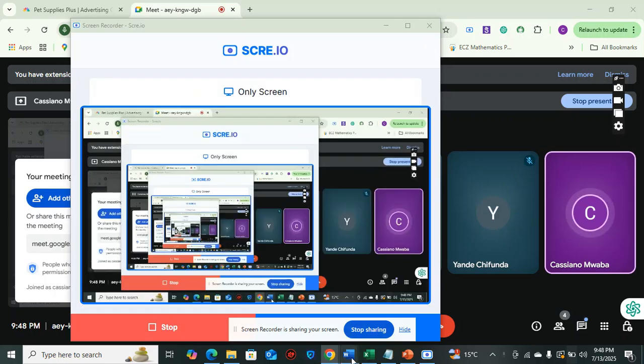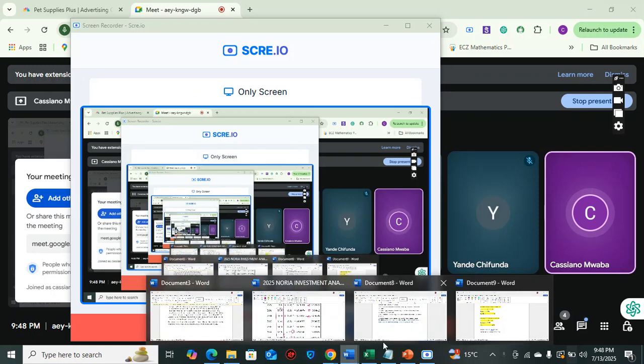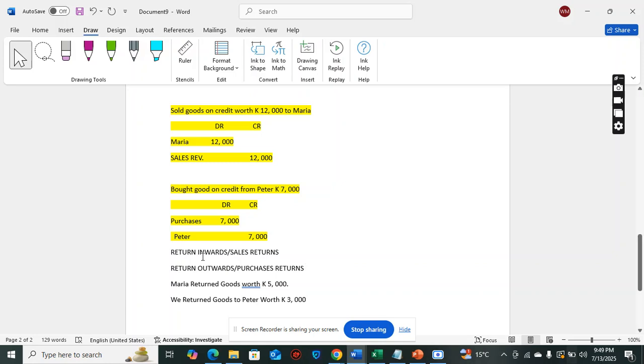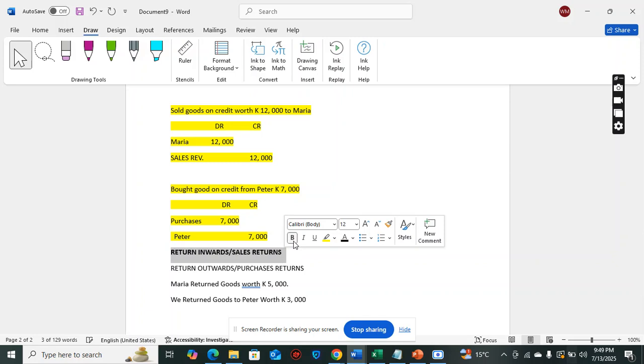Okay, so we're going to look at two contra entries, which are return inwards, sales returns, and return outwards, purchases or purchases returns. Okay, so return inwards. This is when a customer brings back goods to you.